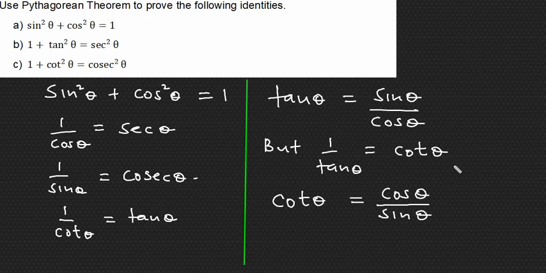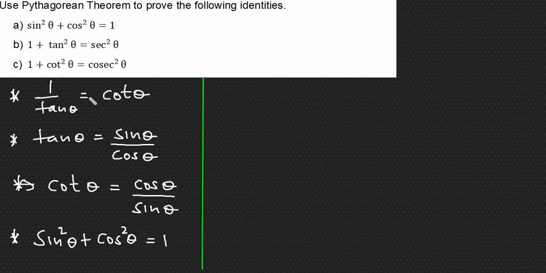So this is also important. These two are very important. So we need this to derive or to prove these two identities. So members, let us go to part B. Part B, we need to show that 1 plus tan squared theta is equal to sec squared theta. So we are going to use this information. You need to memorize this information.